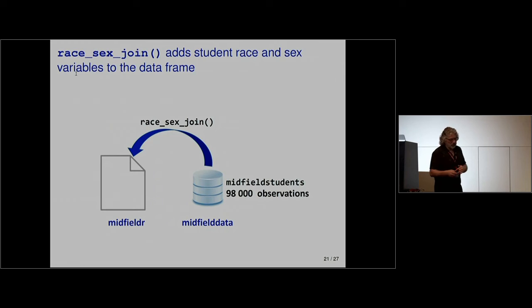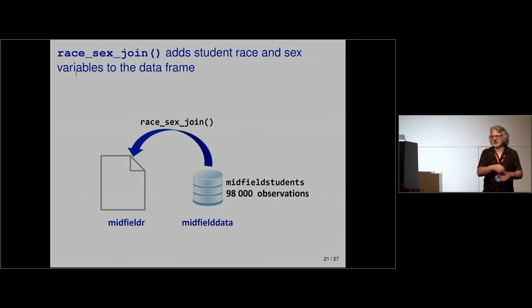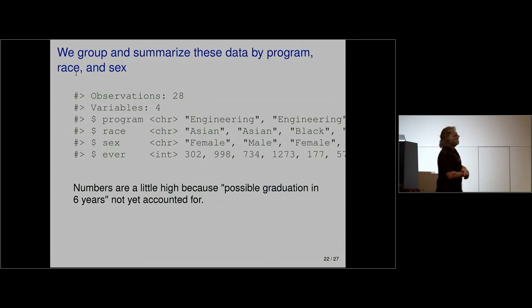So then we want to look at, we often do intersectional research where we're looking at the intersection between race, sex, and program. And so we have a function race-sex join, which goes to the student's data set and finds the student demographics and joins it in the tidyverse sense. Left joins it to the data that we're collecting. And then we group and summarize in the usual way. So we have, for example, 302 Asian females ever in engineering in this data set. We have 998 Asian males ever in engineering in this particular set, and it goes on.